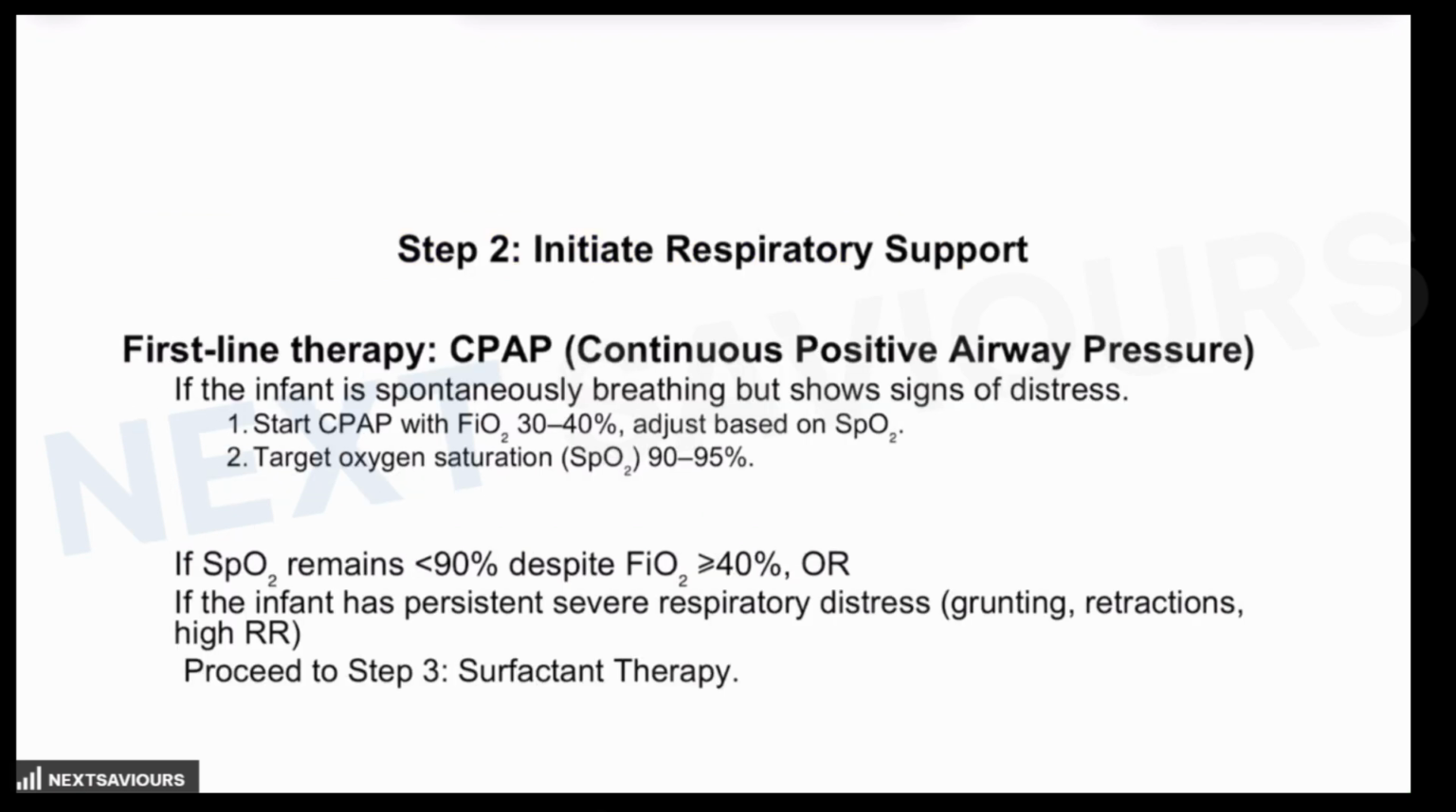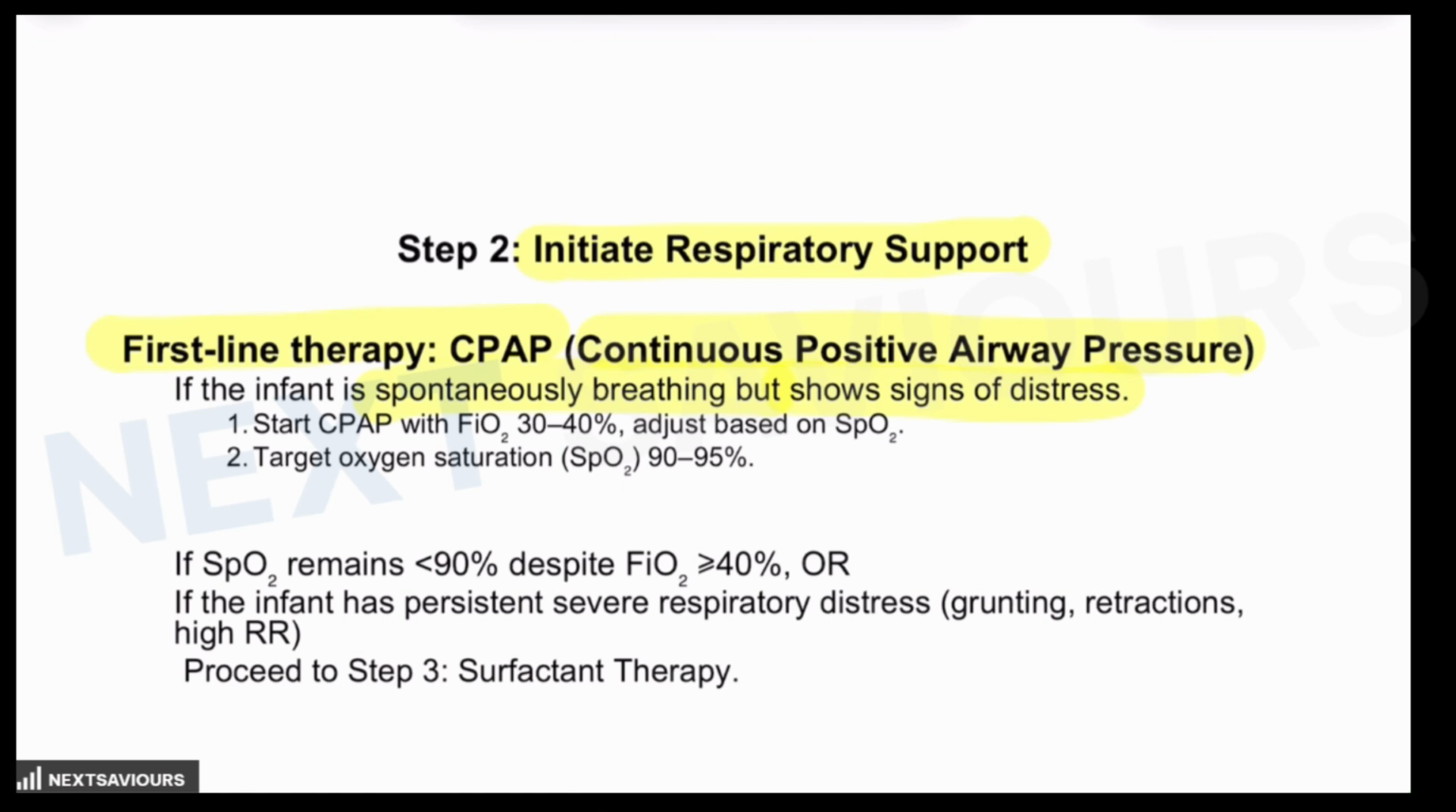Now, coming on to step two, initiate the respiratory support. The first line therapy is obviously the continuous positive airway pressure. Now, when it has to be given: if the infant is spontaneously breathing but shows the signs of distress. Why it has to be given? Because CPAP prevents alveolar collapse and improves oxygenation.